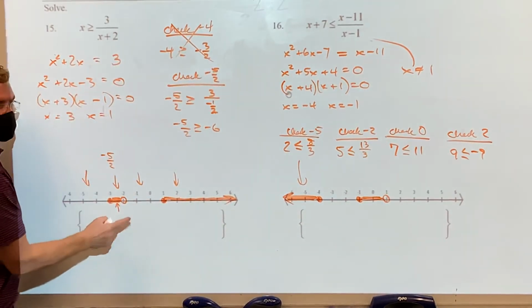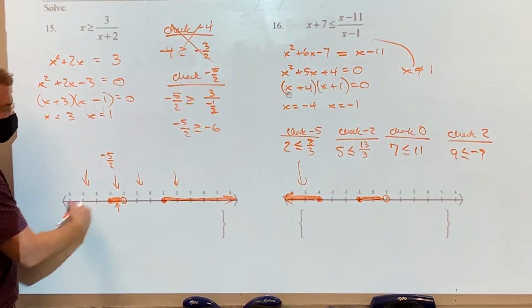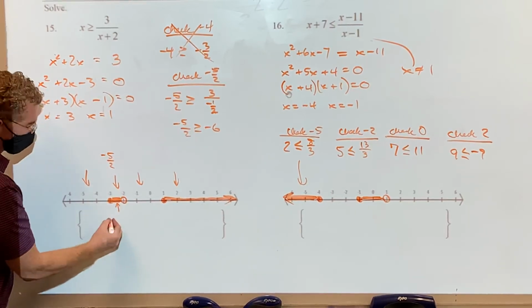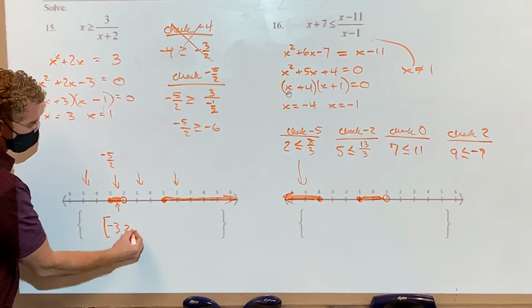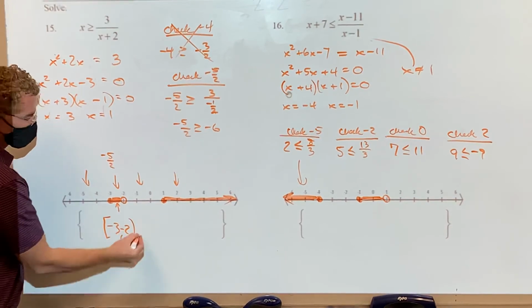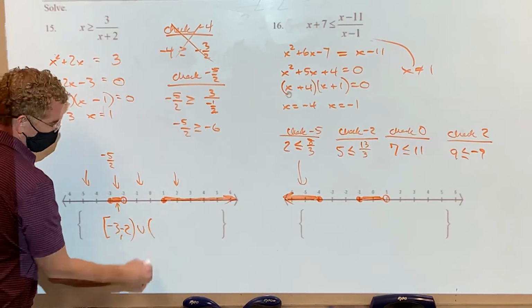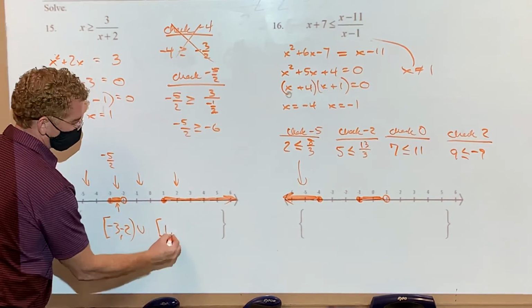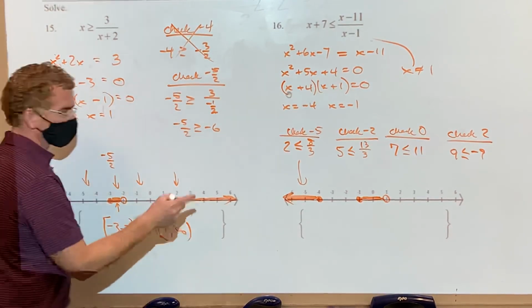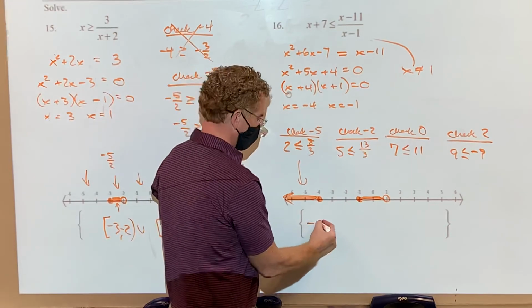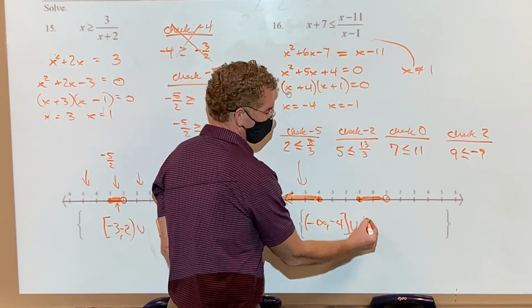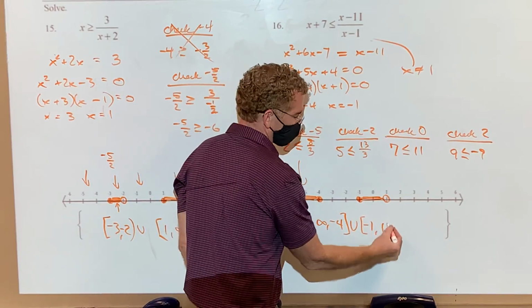If I was writing the solution to this, because the graph just helped me find the solution, the solution would be negative 3 to 2, negative 2 open, and then bracket 1 to infinity over here on the left. And over here it would be negative infinity to negative 4 bracket, negative 1 to 1 parentheses.